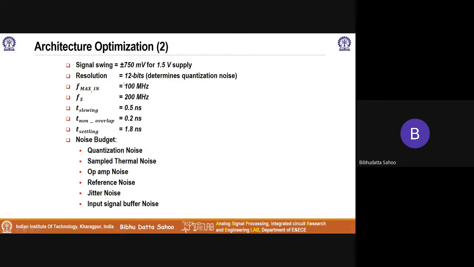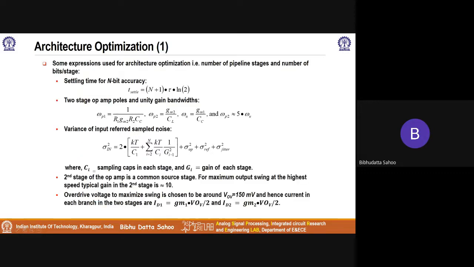Resolution is 12 bits. Our maximum input signal frequency is 100 megahertz and the sample rate is 200 megahertz. We are giving a slewing time of 0.5 nanoseconds, non-overlap because we need non-overlapping clocks, and a settling time of 1.8 nanoseconds. These numbers will be useful to come up with the pole locations and all.